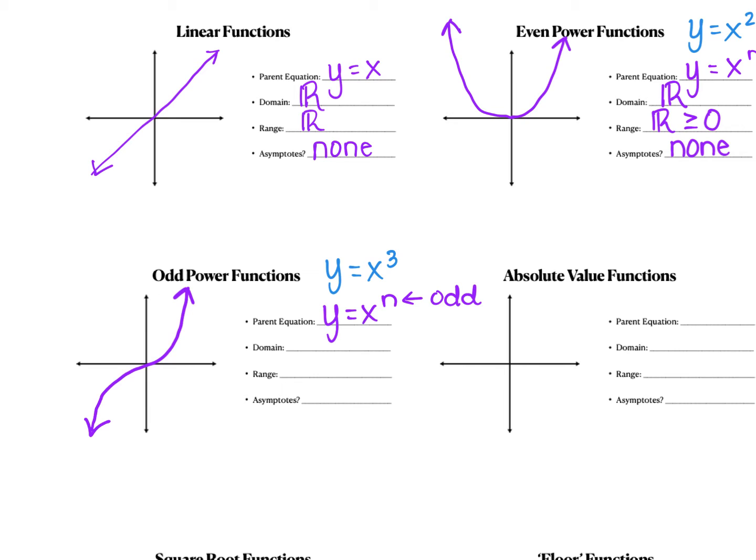But you'll notice that, again, the domain and range, this graph goes forever left to right, goes forever up and down. So we have all real numbers for domain, all real numbers for range, and no asymptotes.